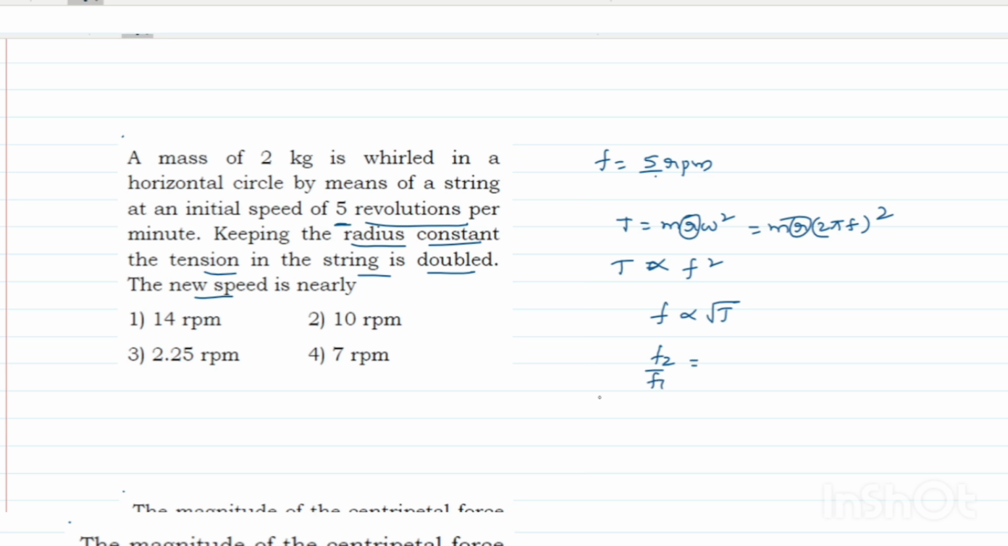So f2 by f1 equals root of t2 by t1. When substituting, f2 equals f1 into root of t2 by t1. f1 is given as 5 rotations per minute. I am not going to change the minutes into seconds, since the options are given in rotations per minute alone. The tension is doubled, so t2 by t1 is 2t by t. It is nothing but 5 into root 2, which is close to 7 rotations per minute.